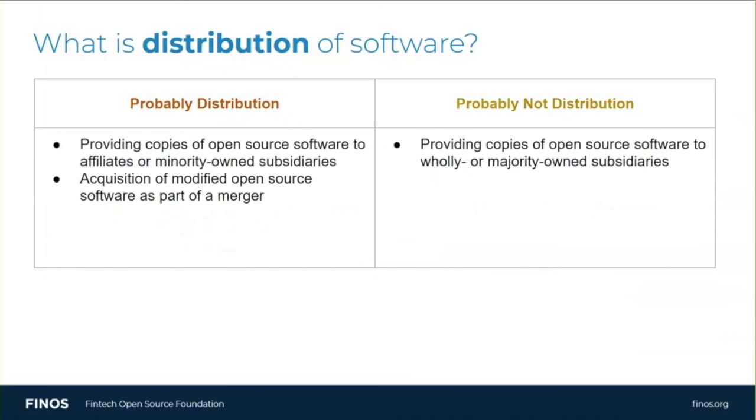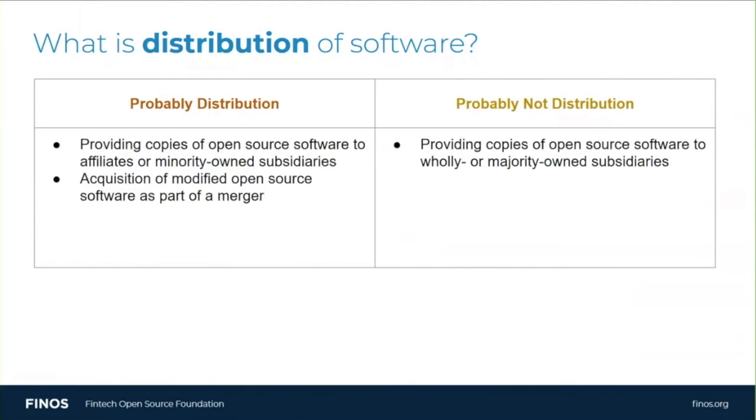What is probably distribution? Providing copies of open source software to affiliates that are not owned or not in common ownership with your company, or minority-owned subsidiaries of a company. So, if the company is controlled by a majority owner, then the argument gets a lot stronger that you've made a distribution. Acquisition of modified open source software, or just open source software, as part of a merger of two companies, where one company is sold to another, generally speaking, I would expect that would be a distribution.